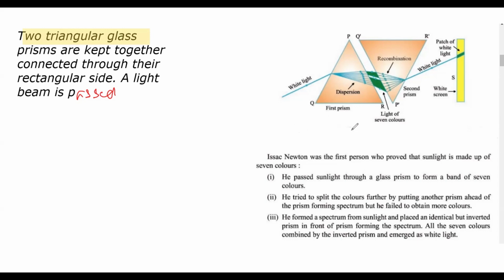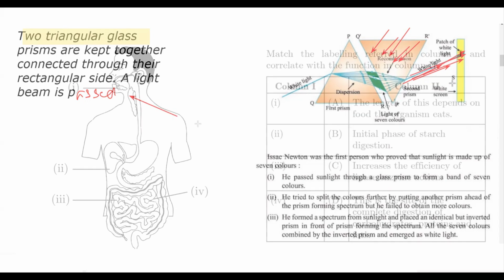So you know that Isaac Newton, who was the first to split the light into seven component colors, further tried to split this spectrum into its other colors, right? He tried to split these colors further, but accidentally he found that on placing another identical prism in inverted position, a white light comes out of it. So he formed the spectrum from the sunlight, and then he placed an inverted prism. So we'll say that the finally emergent light coming out from the second prism will be a white light.